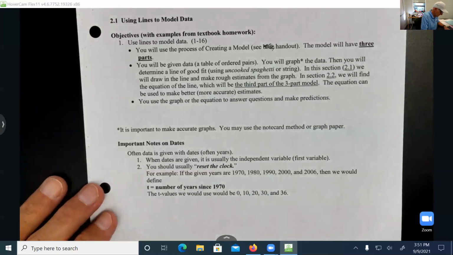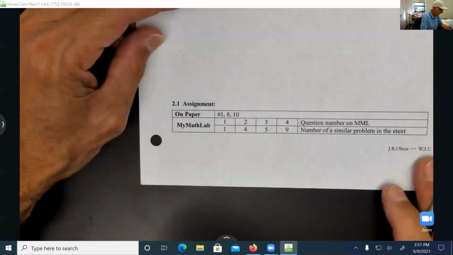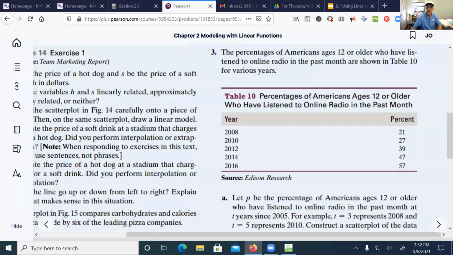Okay, so I'd like to take a look at some examples. So we're going to go to section 2.1 in the book. And the first example that we're going to do is number 3. Okay, let's take a look at number 3. The percentages of Americans ages 12 or older who have listened to online radio in the past month are shown in table 10 for various years. So we can see that internet radio was increasing in popularity in this data set from 2008 through 2016.